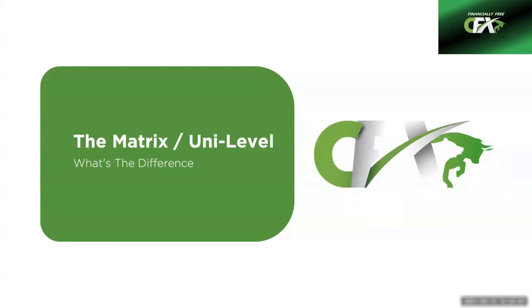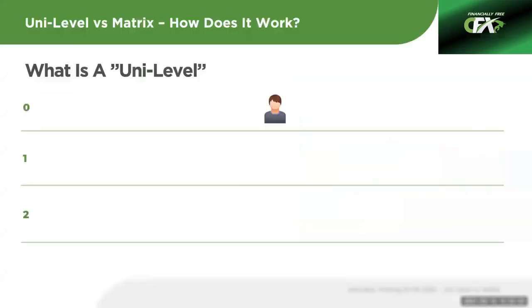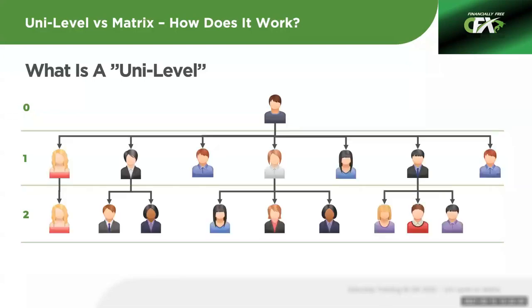So let's begin, and let's start with what is a uni level? Well, a uni level structure basically works on the premise that you can build as many people as you like directly underneath you. We call that width. So you can put 1, 2, 3, 4, 5, 6, 7, 10, 100, 1,000 people directly under you on your first level. And when we talk about plans and structure, we always talk about level.